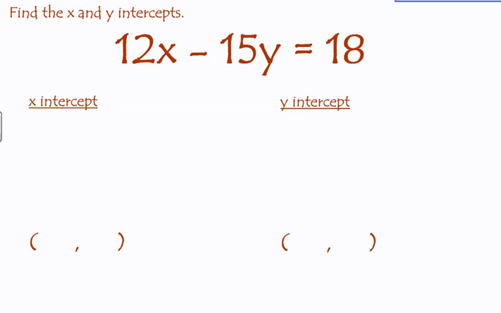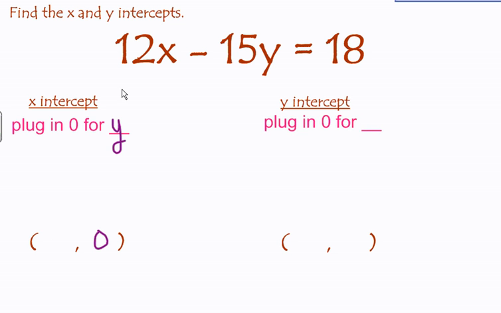Here's another one that I would like for you to try on your own. You're going to set up this same process. You're going to plug in 0 for y to find your x-intercept. There will be some number here where the x belongs. And you're going to find the y-intercept by plugging in 0 for x. And you're going to get down to the bottom, and there's going to be a 0 here where the x belongs, but there will be some number here for the y.